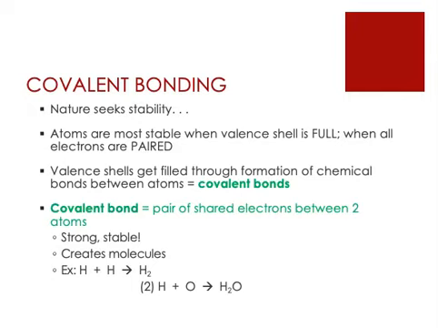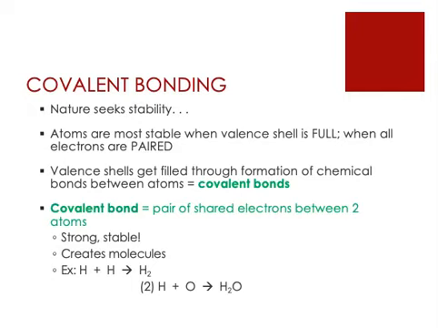Now, something you're going to hear me say again and again is that nature doesn't like unstable atoms. Nature seeks stability. Nature seeks equilibrium and stability. So, an atom is most stable when the valence shell is full, as we say, when all of the electrons in the valence shell are paired.